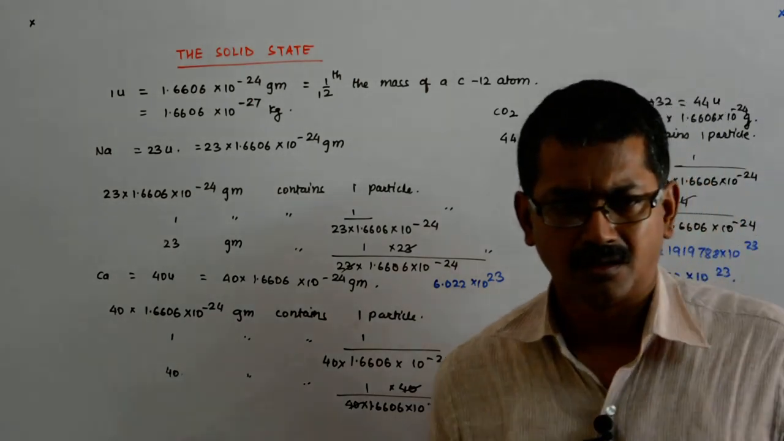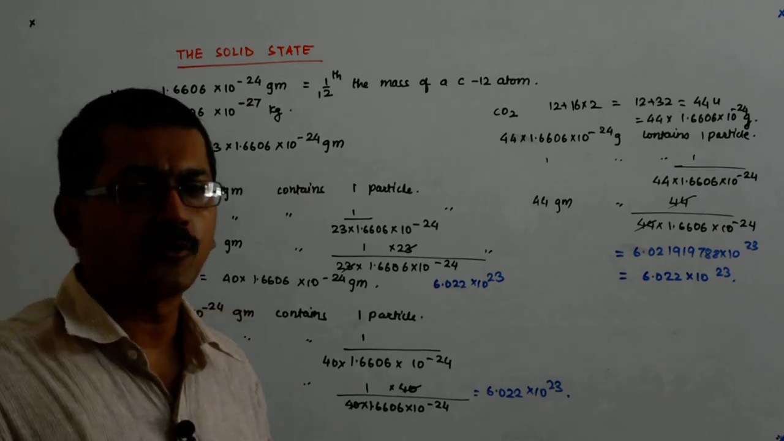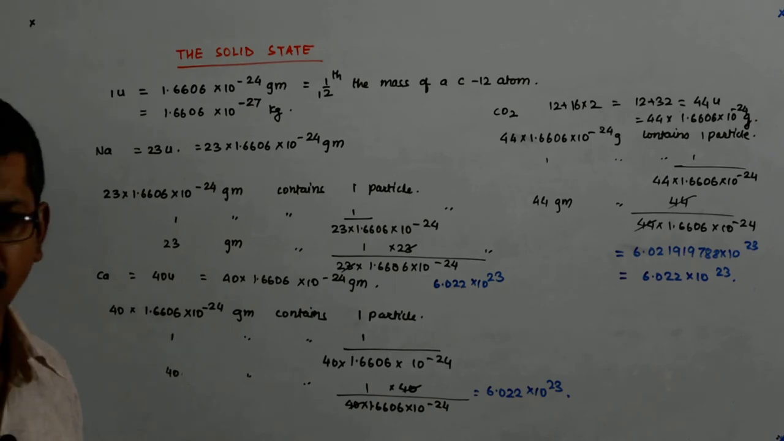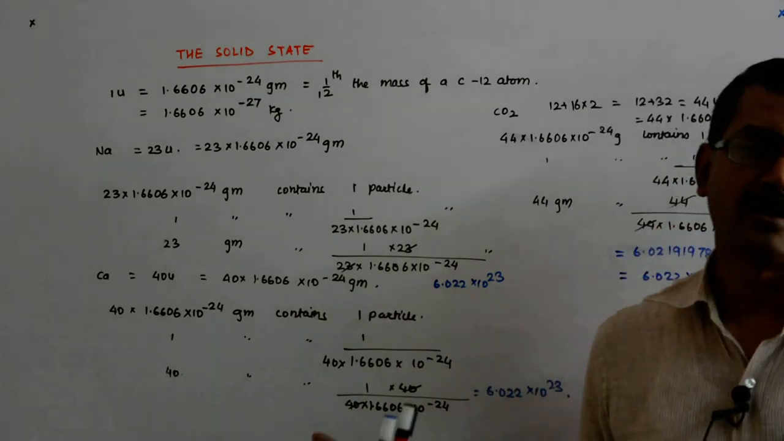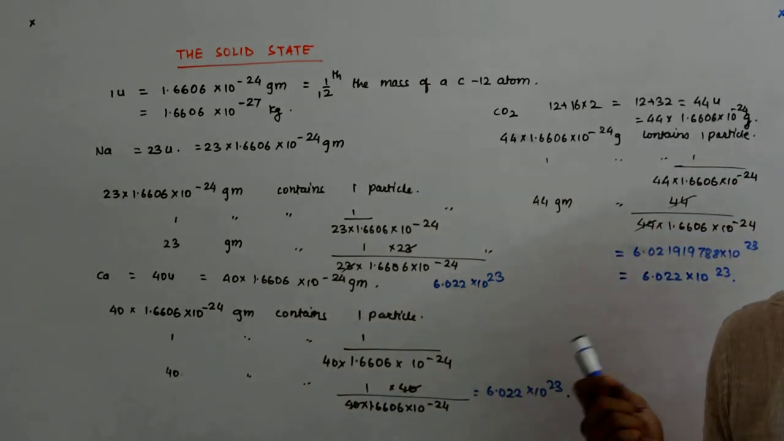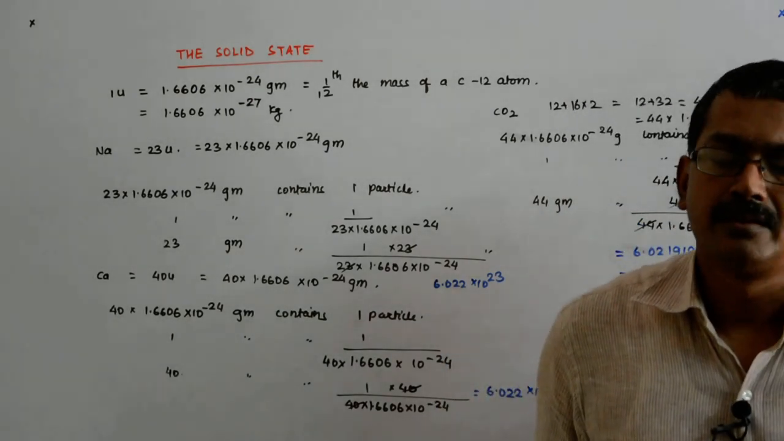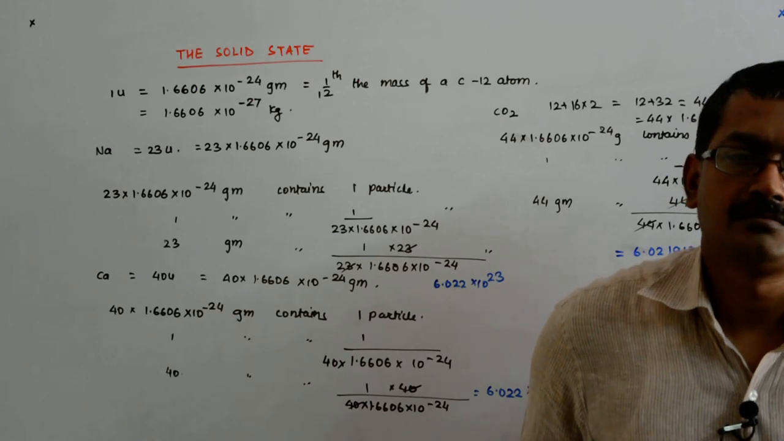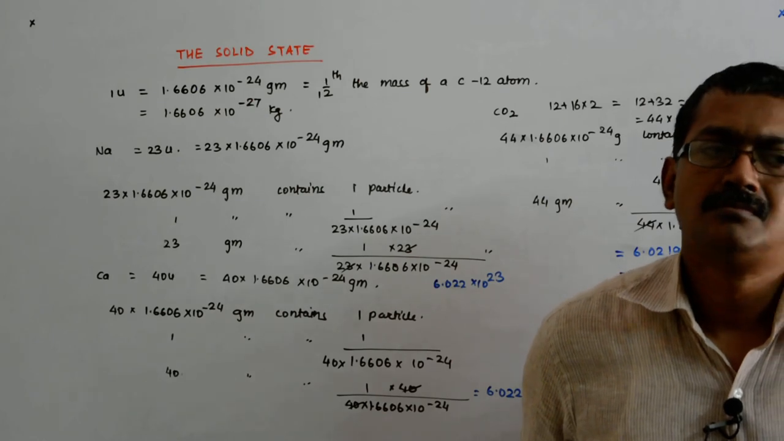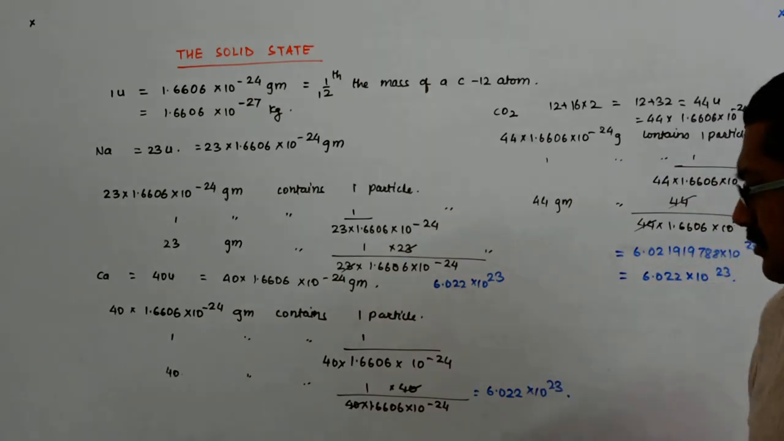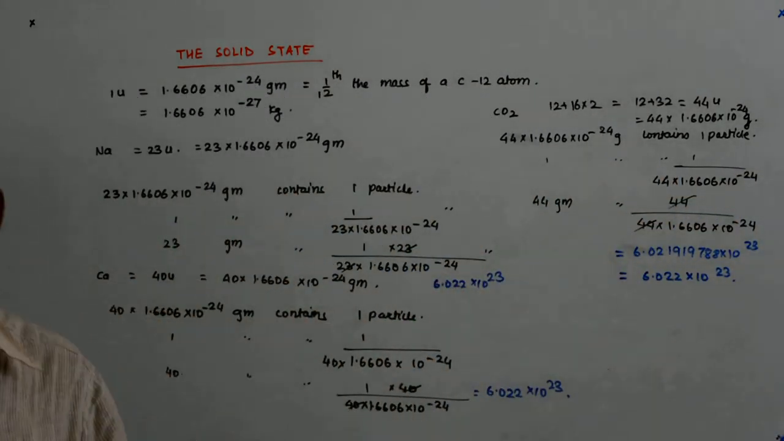Pretty simple. If he would have said 1 kg, kilogram molecular mass, it would have become 10 to the power 3 more, so it would have become 10 to the power 26. Nothing so great about it, right? It is nothing but 1 upon u in grams. So that is the genesis of Avogadro's number.